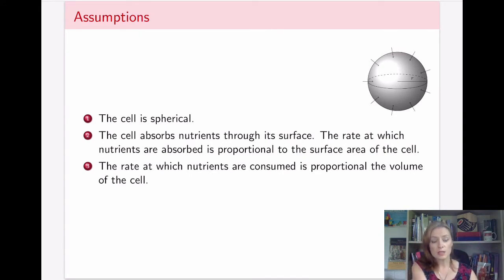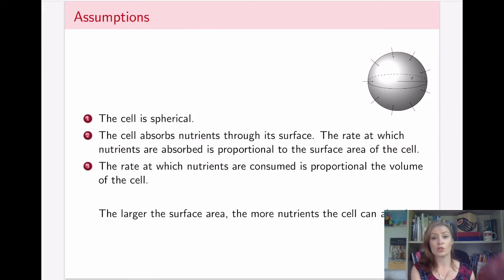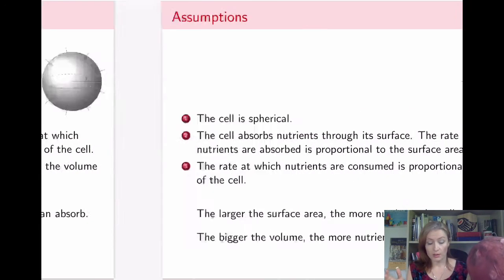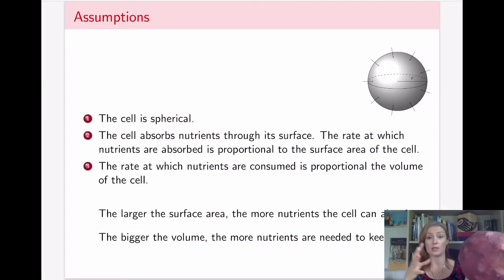Now, this results in two interesting balancing ideas. On the one hand, the larger the surface area of the entire cell, the more nutrients it can absorb, right? But then, if you increase the surface area, you also increase the volume, and therefore you need more nutrients to actually sustain life. Okay? And this interesting balance is exactly what determines how big a cell of a certain shape can be.